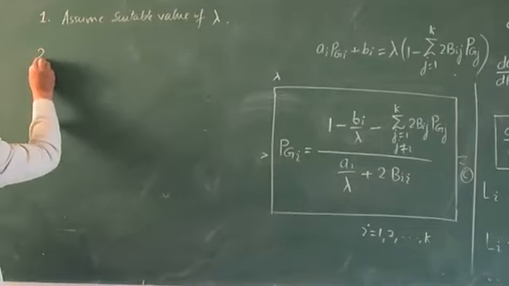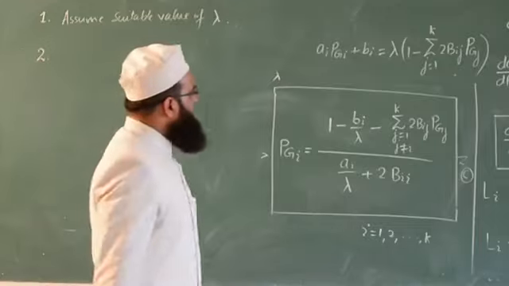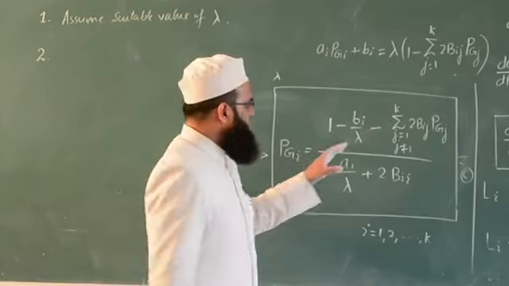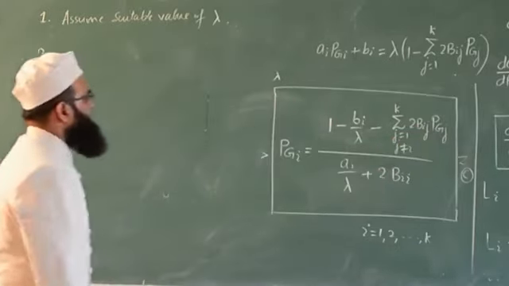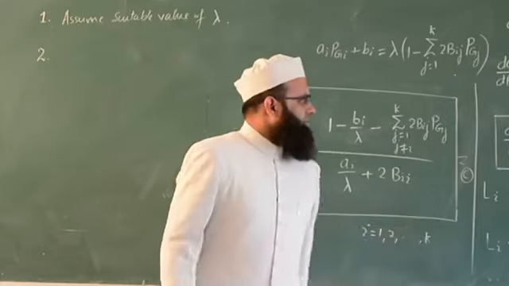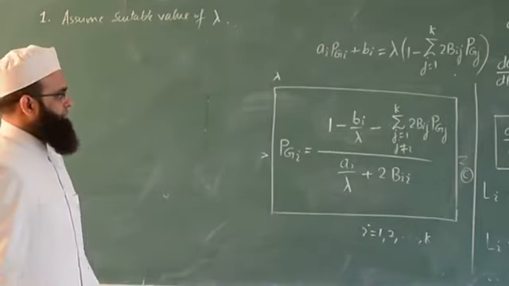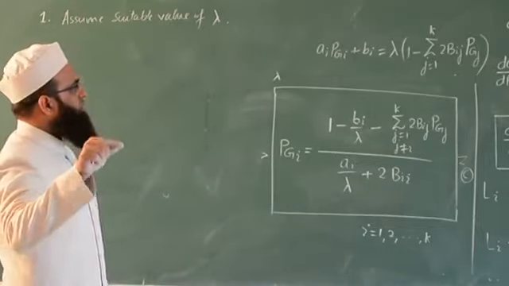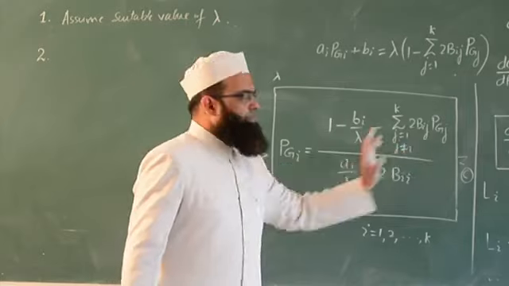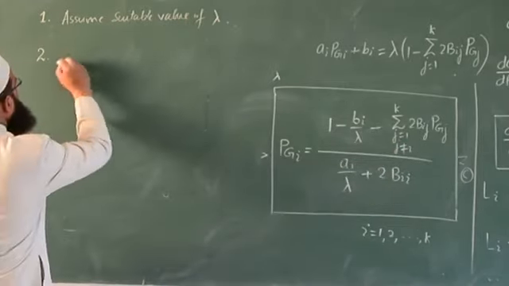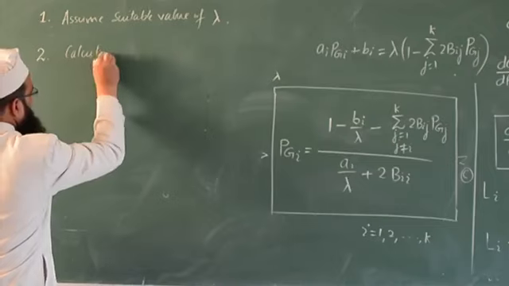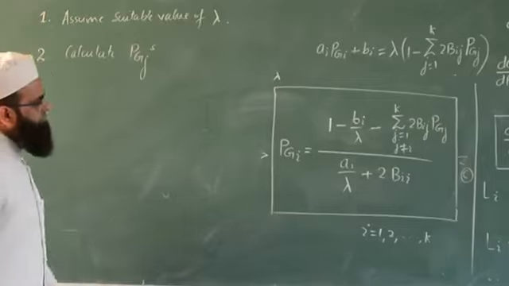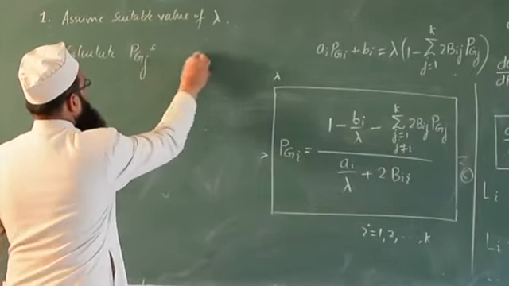Next, after assuming this, assume initial values of PGIs first, or calculate values of PGI using the simple equal incremental cost criterion. Corresponding to this lambda, you may write dCi upon dPGI is equal to lambda. Corresponding to that, you will get PGI. So calculate PGIs using the simple equal incremental cost criterion.